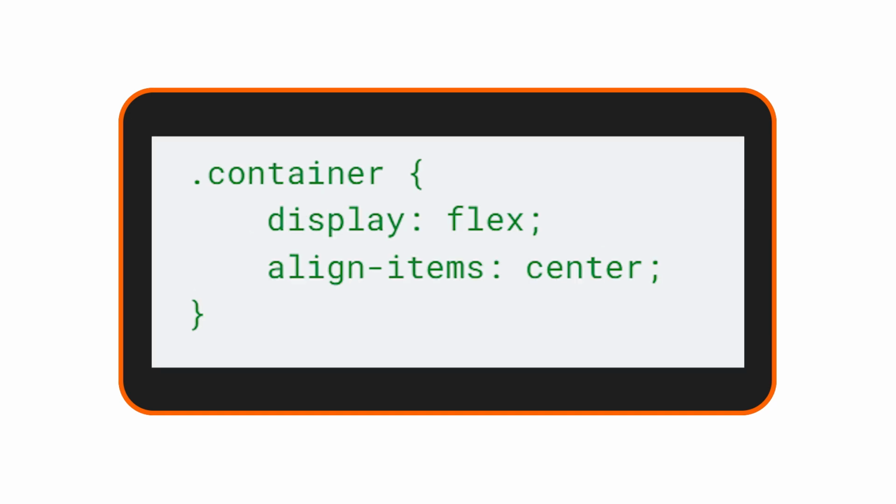The align items property handles vertical alignment. This centers all items vertically, making the layout look balanced.